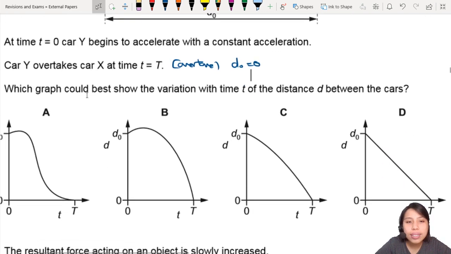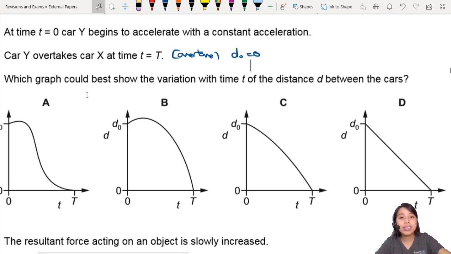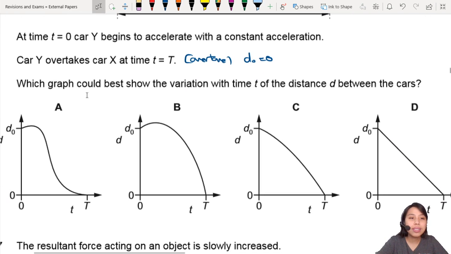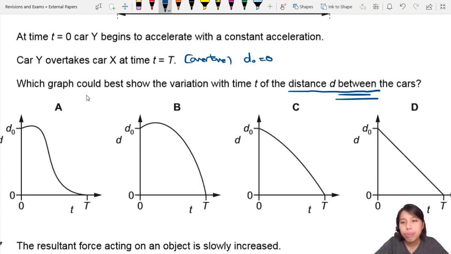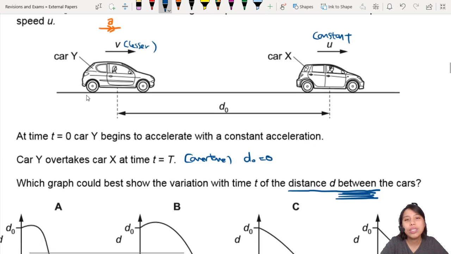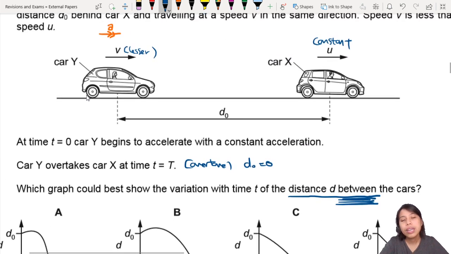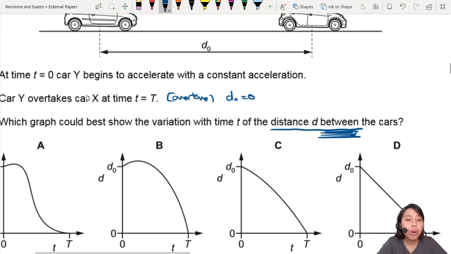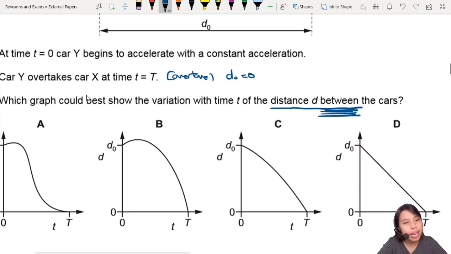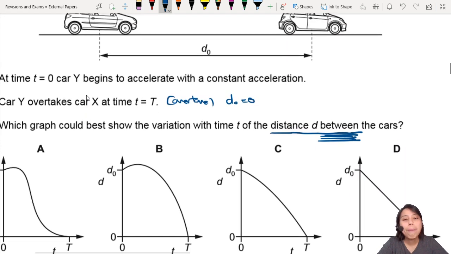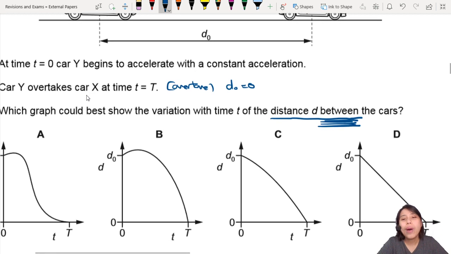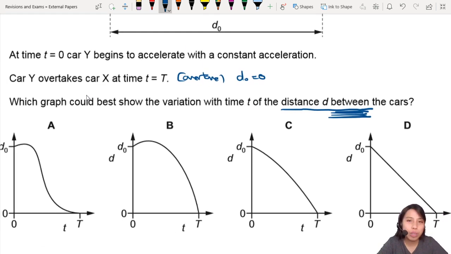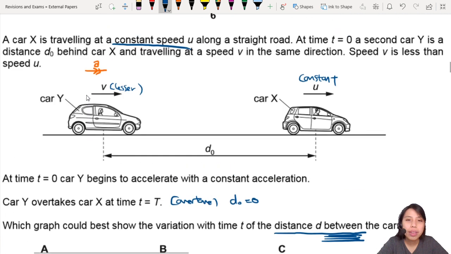But what is the question? They ask you which graph is the variation of time with distance between the cars. Now be very careful, this distance is between. That is D0 right there. So you can imagine, eventually they'll get closer and closer. So all the graphs should be decreasing, right? So okay, that looks pretty good. But which shape is it? Why are there so many shapes? That is perhaps the hardest part to decide.